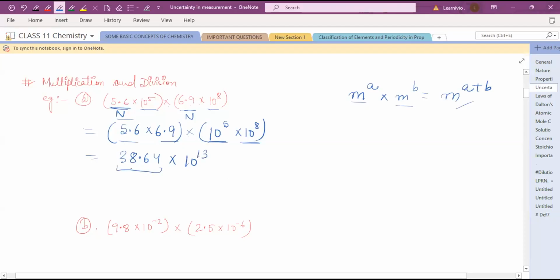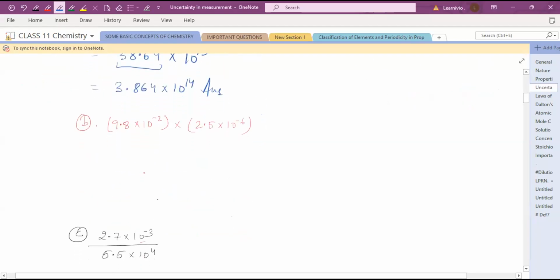But see, is this in standard form? No. We have to shift this decimal here, right? So it's 3.864 into 10 raised to the power... Already it was 13, but we have shifted the decimal one digit leftward. So will it be added to the exponent or subtracted? Who will tell me? Add. Yeah, it will be added. So 13 becomes 14. 13 plus 1 is 14. Is it clear? Yes, ma'am.